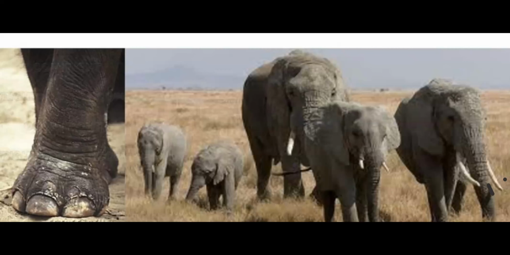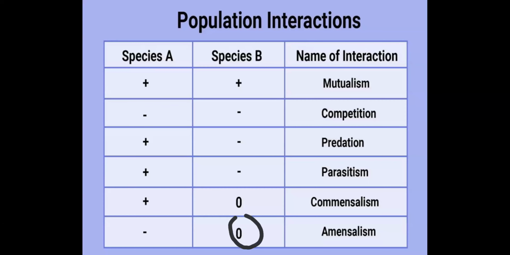Remember, in commensalism one organism gets harmed, but the other organism does not get harm or benefit. This type of interaction we call commensalism. Are you all clear, first of all, with the brief introduction of all these interactions? If you have any doubt, you can ask me now.